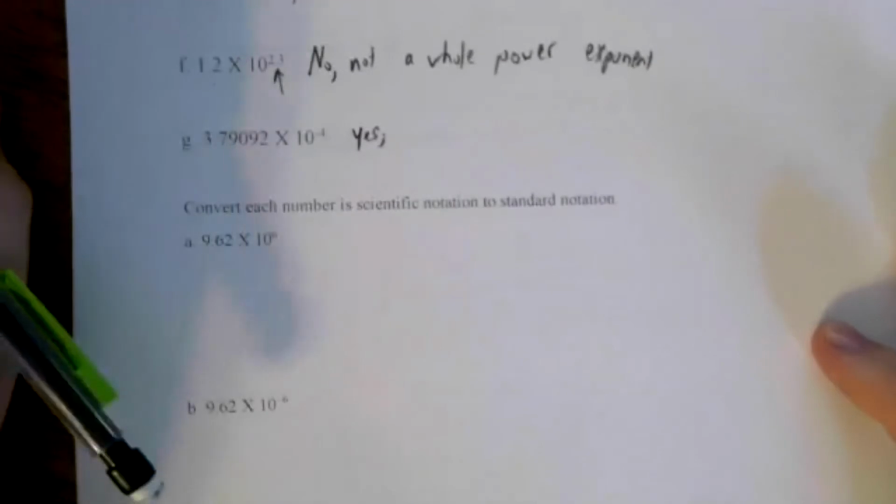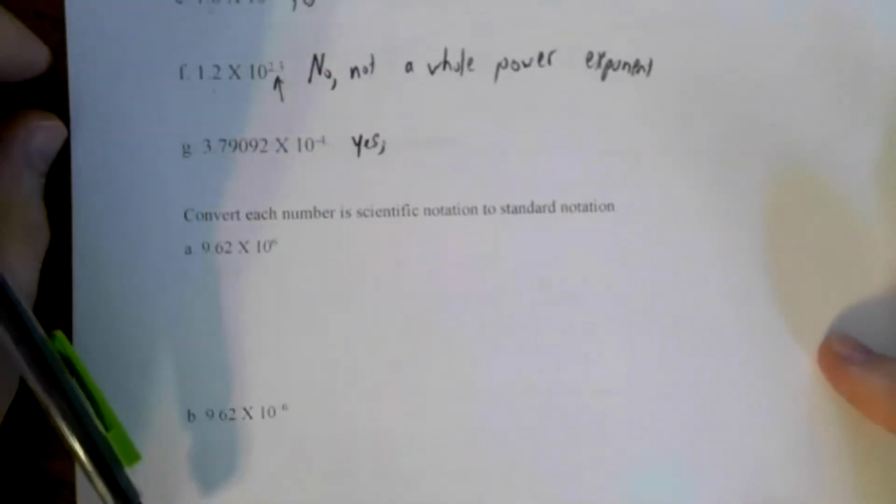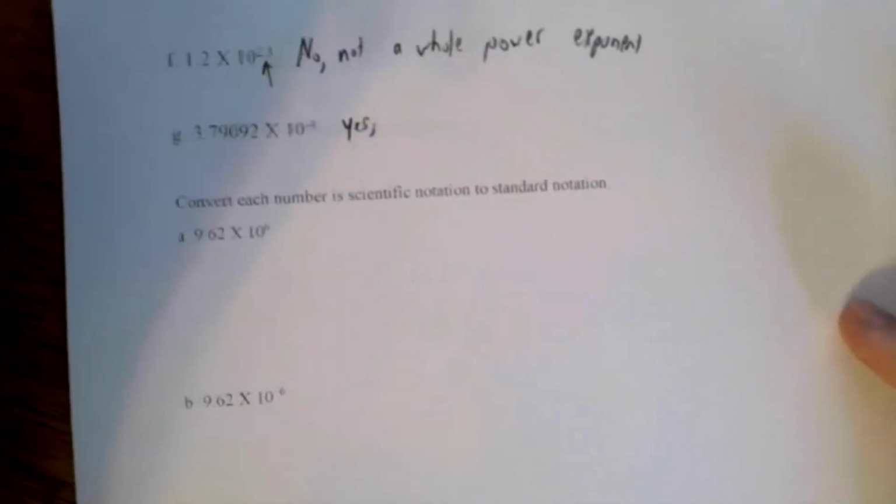Okay. So now that we've talked about scientific notation, we've converted from standard notation, which is just like writing out the number, to scientific notation. Now we're going to go backwards. So we're given a scientific notation, and we have to convert it into standard notation. Okay. So does anybody have any idea of how I can convert A into standard notation?